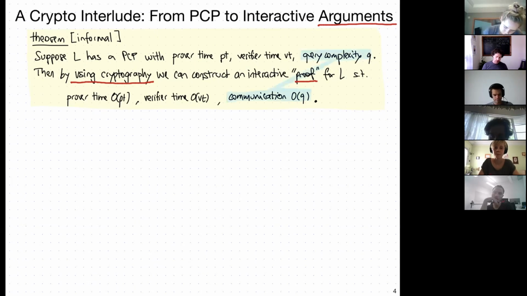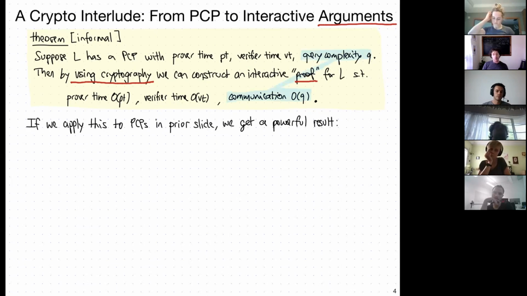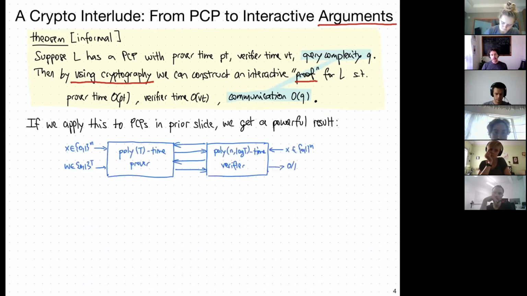Okay, so let's see exactly how this works. I think the only interesting thing that happens is how we trade off query complexity for communication. But before that, let's apply the PCP that we got last time and see what we get. We get a scheme where you have a polynomial time prover, which gets an input and a witness, and a polylog machine that can verify whatever the language was. So the potential here is quite vast.